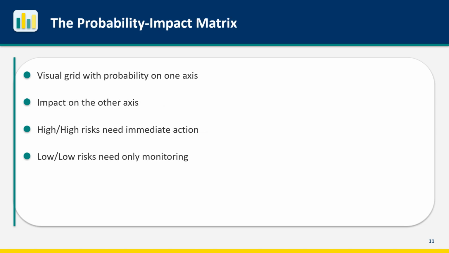The probability impact matrix is a visual tool for risk prioritization. Plot probability on one axis and impact on the other. Place each risk on the grid based on its assessment. Risks in the high probability, high impact corner are your top priorities. They're likely to happen and will cause significant damage. Risks in the low probability, low impact corner just need monitoring. They're unlikely and wouldn't hurt much anyway. The matrix makes prioritization visible and intuitive.